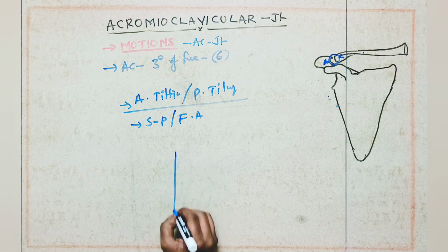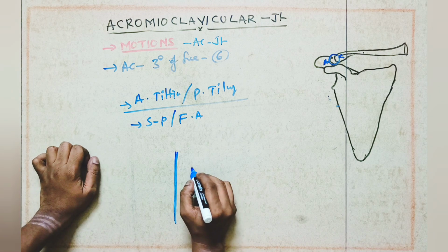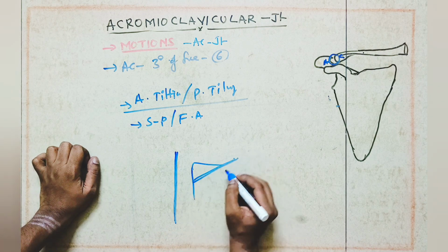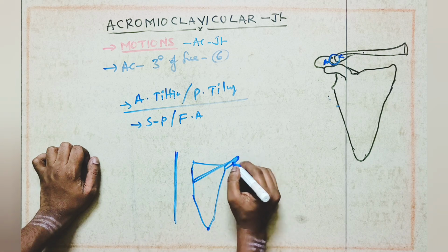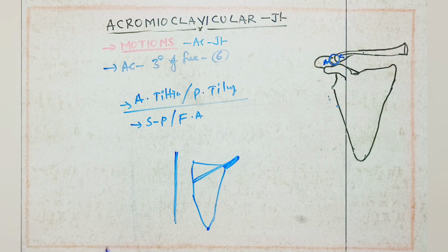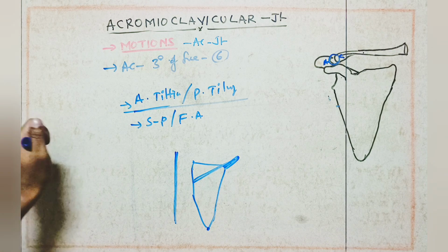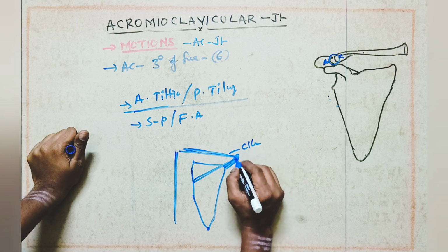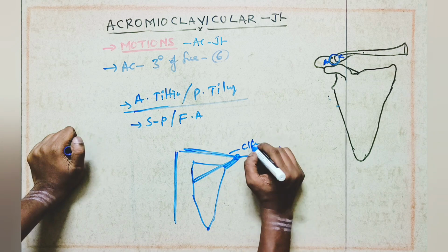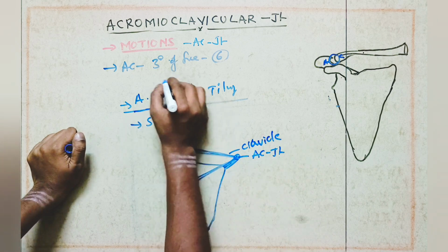Now, this is our thoracic spine. Here we have the scapula, this is the spine of the scapula. This is the superior angle, inferior angle, and acromion process of the scapula. Now we will see what anterior tilting is. To understand this, I am drawing here. This is our clavicle, the point where the AC joint will be present. First we will see anterior tilting.